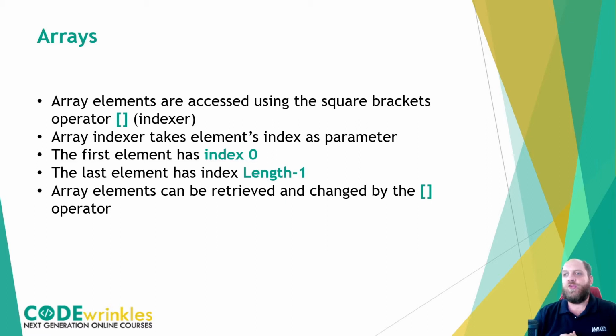And then, of course, as said, an array index always starts with 0, so the first element will always be on index 0. This means that we have a property, array.length, which tells us how many elements we have in an array, so the last element of the array has the index length - 1. We will see this once we get to practice this. Then, of course, array elements can be retrieved and changed by the indexer operator that we have here.